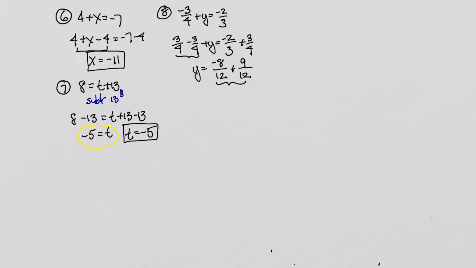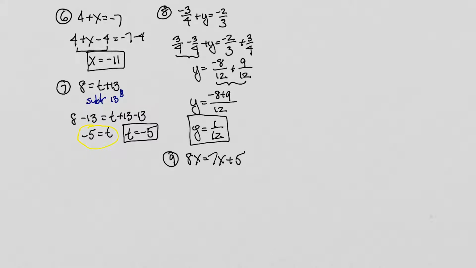Here are two fractions with the same denominator, so I'm going to write that denominator and combine the tops. Negative 8 plus 9, that's just a 1. So y is equal to 1/12. And that equation is solved.